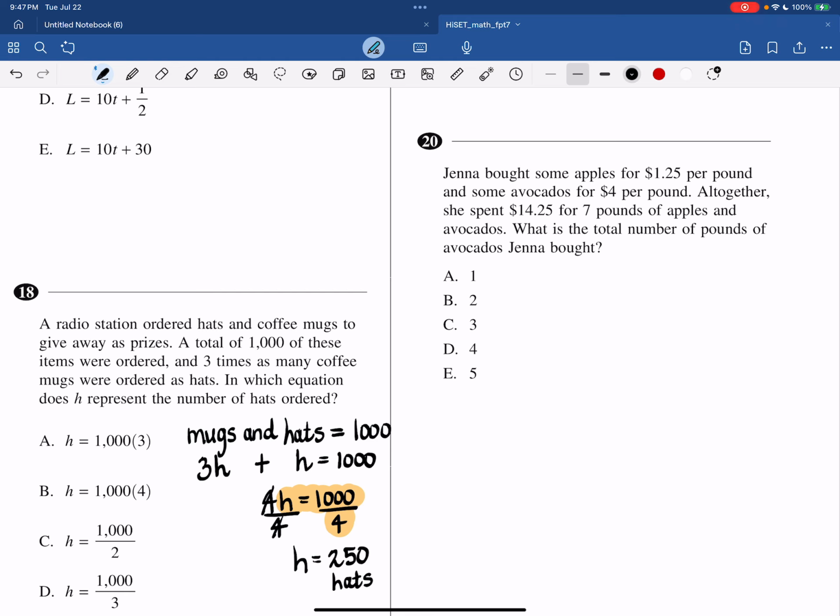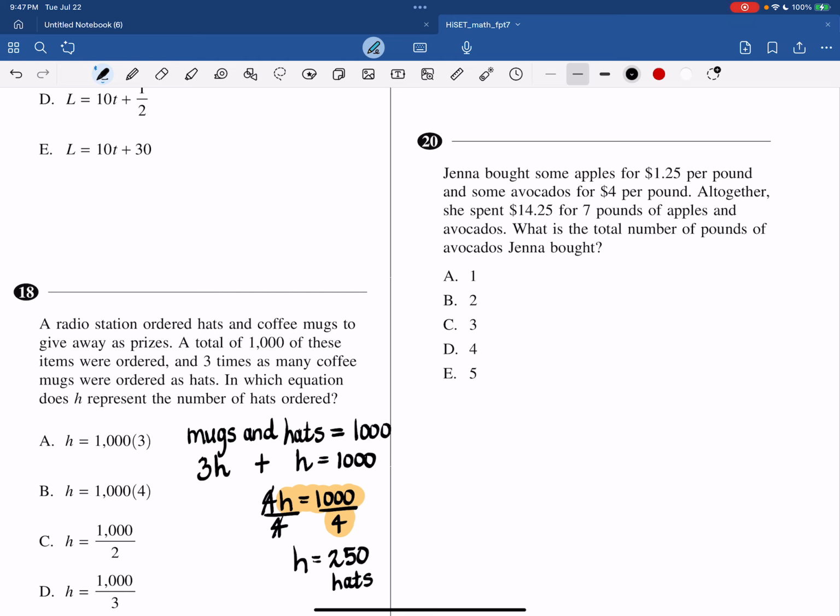Jenna bought some apples for $1.25 per pound and some avocados for $4 per pound. Altogether, she spent $14.25 for 7 pounds of apples and avocados. What is the total number of pounds of avocados Jenna bought?